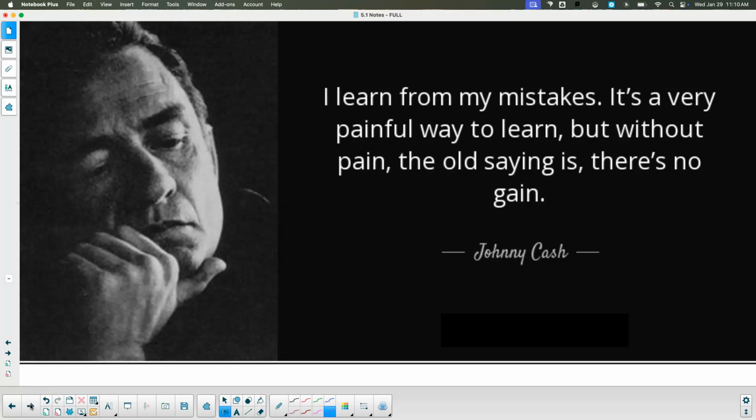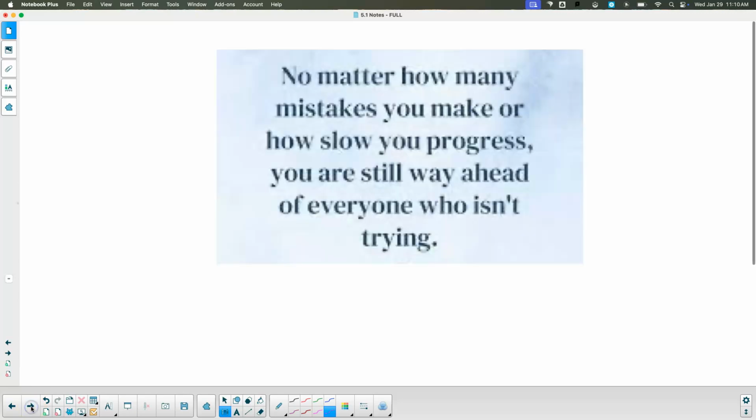Now, I like this quote from Johnny Cash. Okay? Because learning from your mistakes is a painful way to learn. But with no pain, there is no gain. Okay? So it's okay to make mistakes. I know I say it all the time that I rarely make mistakes, but I make mistakes. I make a lot of mistakes. Okay, so it's a good one from the man in black.